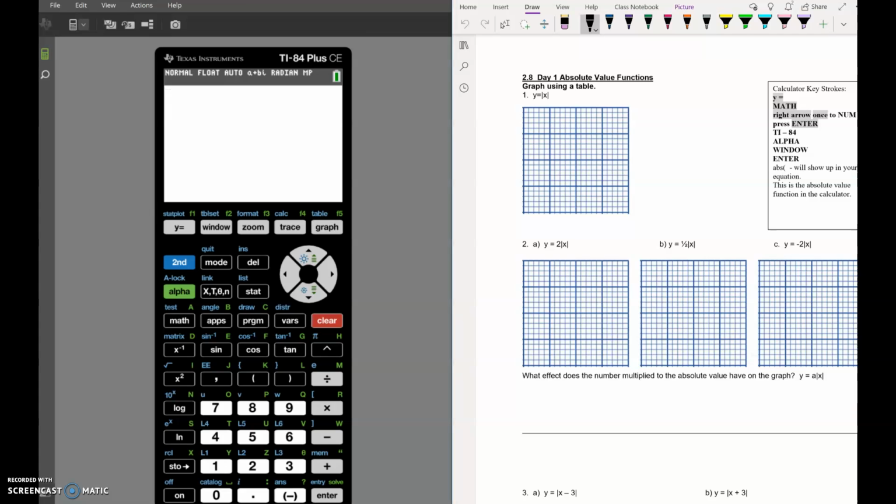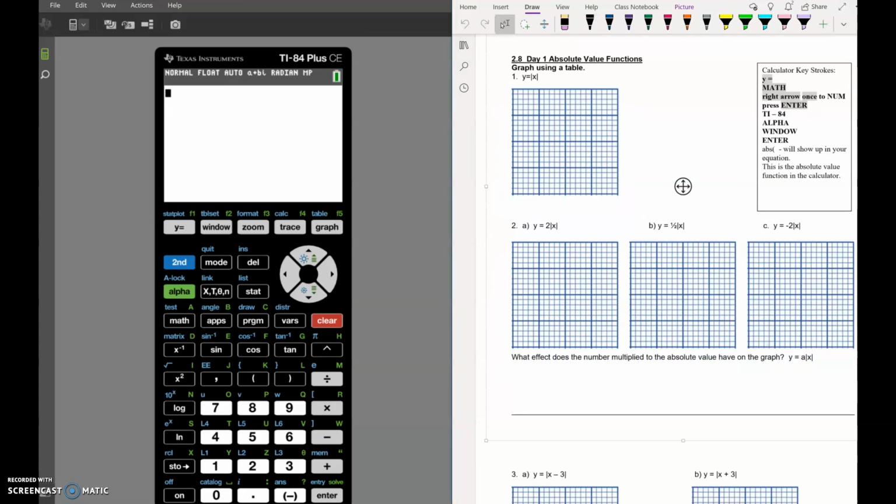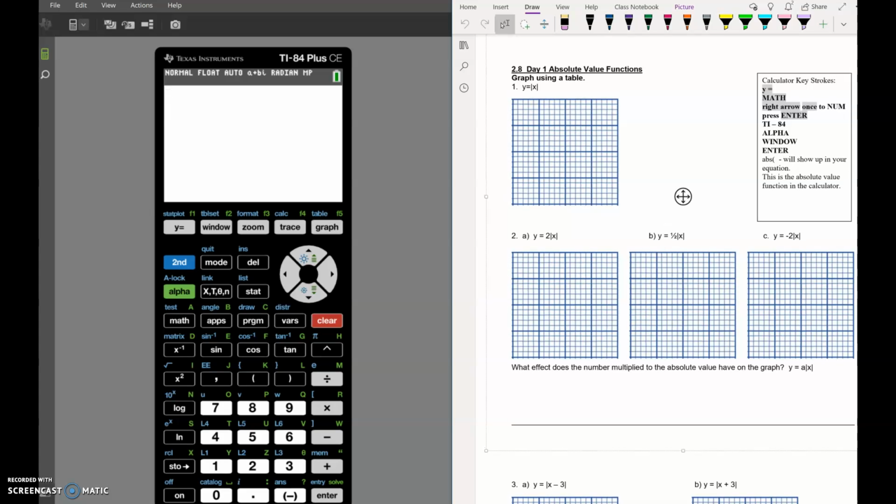Today we're going to graph absolute value functions, and we're going to explore what they look like, and we'll use the graphing calculator to help us. So this is also an intro into a few of the features of the graphing calculator. So ultimately, on this first graph, we want to graph this equation. Y equals the absolute value of x.